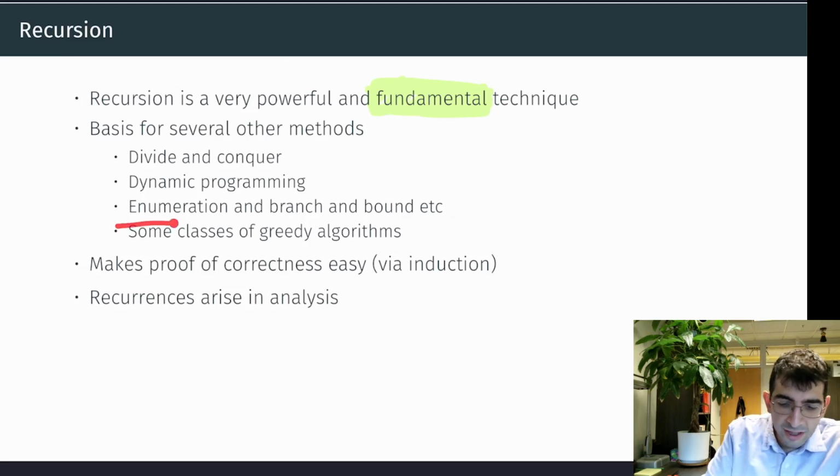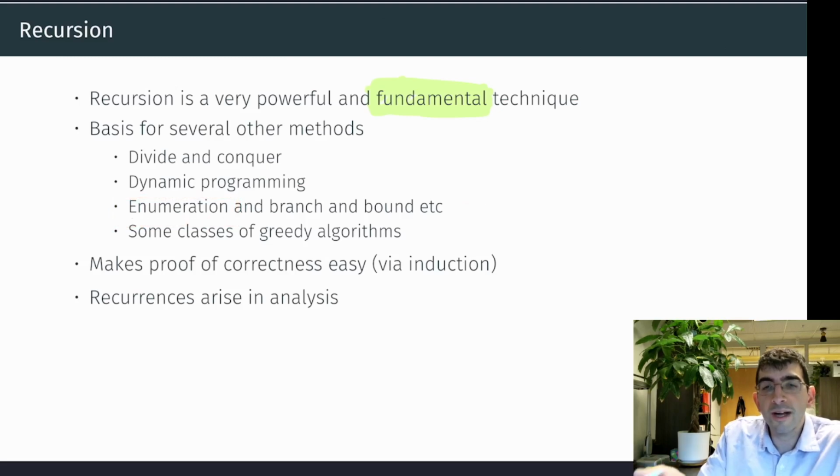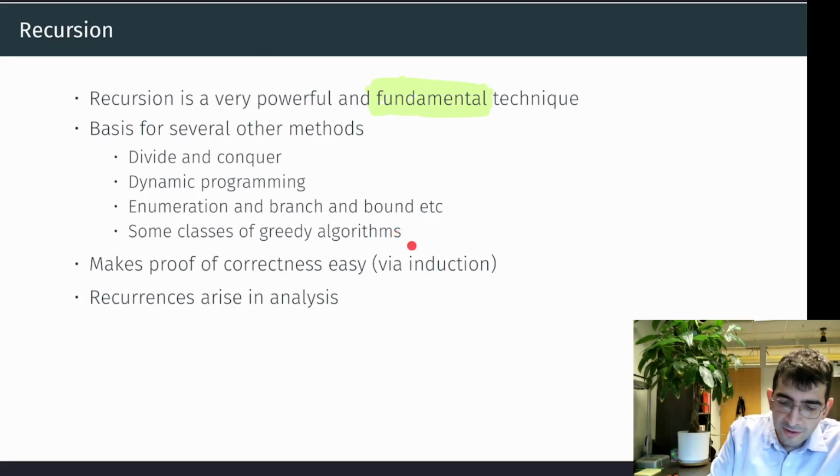So that enumeration, remember in the earlier part of the course, we discussed grammars and how you could get strings from grammars, right? So the way to enumerate all the strings in a particular grammar is to use a recursive function. You basically need a recursive function in order to enumerate grammars. And several other classes of greedy algorithms also go through recursion. And there's many more algorithms that use recursion.